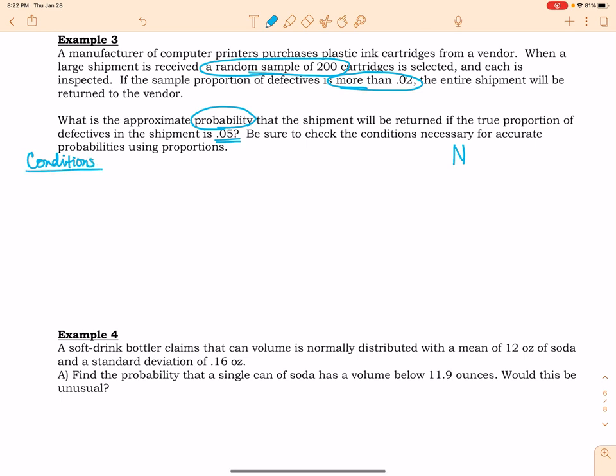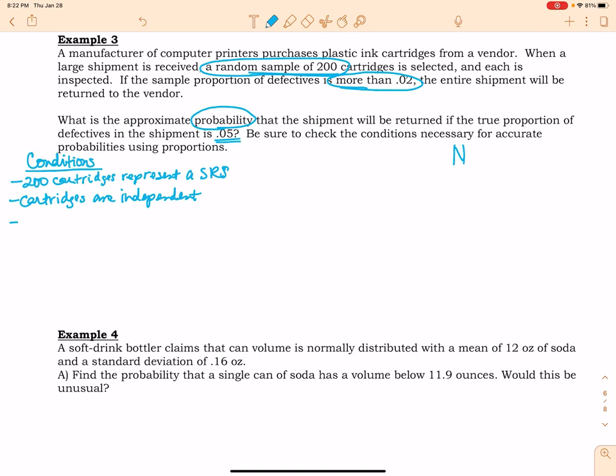A random sample of 200 was taken. So you can write something like, 200 cartridges represent a simple random sample, or 200 cartridges were randomly selected, whatever you want to do, as long as you mention randomization. And of course, there's no need to worry about each of these being independent from each other. So cartridges are independent as far as we're concerned.